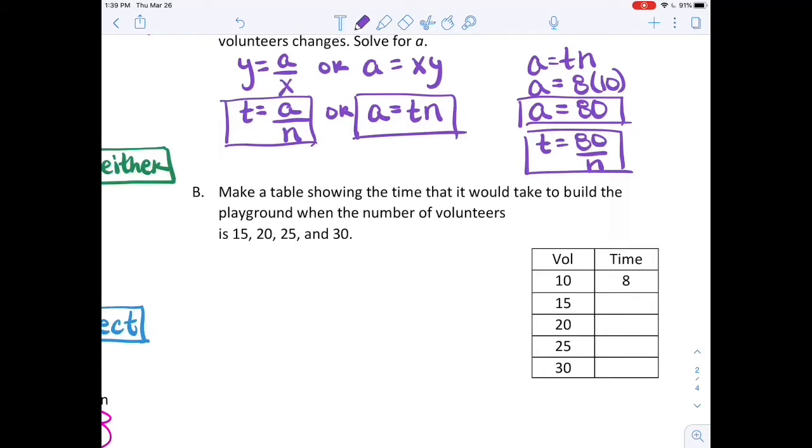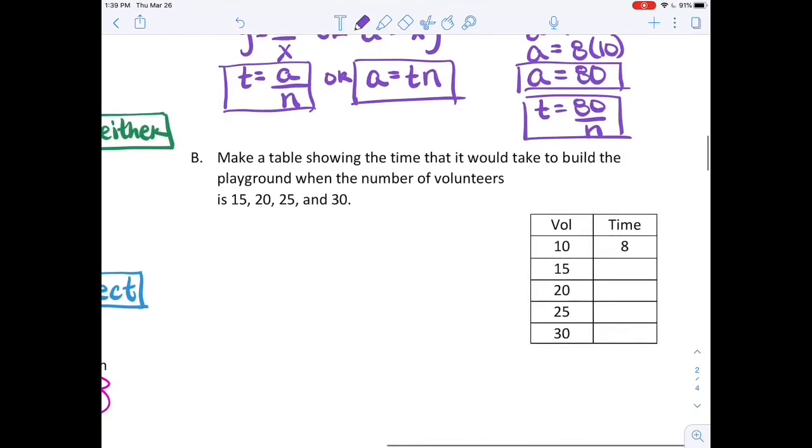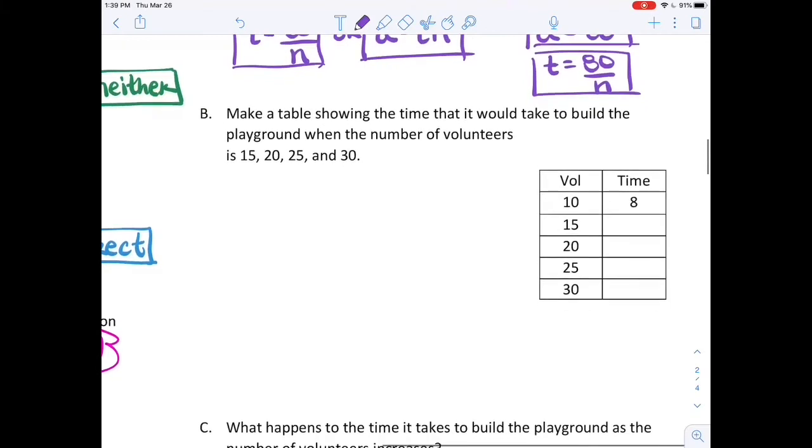All right, so we've written our equation in generic form, we've written it in specific form with the 80. Now we want to create a table here that shows us how the time changes as we add more volunteers. So again, we are just evaluating the equation we just came up with, that T is equal to 80 over N, and we're evaluating it for specific values of N. So the first value is already given for us, that when we have 10 volunteers, it takes 8 hours. But now we want to find out what happens at other values.